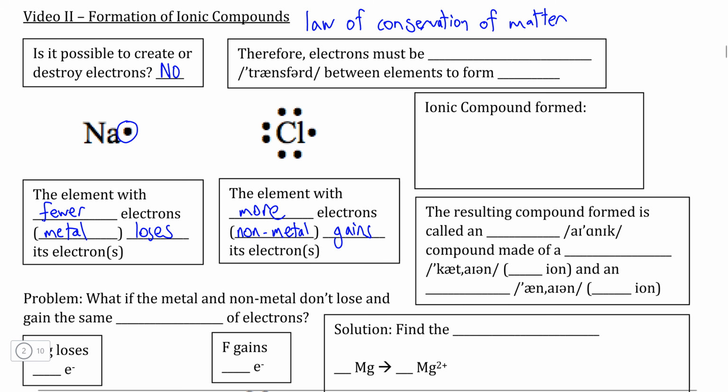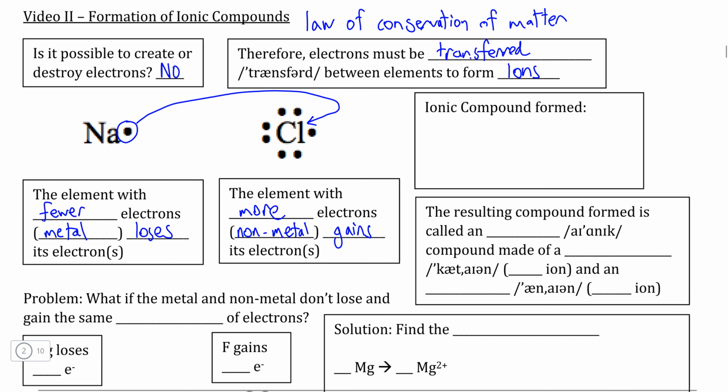Now, what the law of conservation of matter states is that the electron that sodium loses is indeed the very same electron that chlorine gains, and this is what we call an electron transfer, or a transfer of electrons, and this is actually how ions form, rather than an electron just disappearing off into space and an electron appearing out of nothing in order to complete chlorine's valence shell.